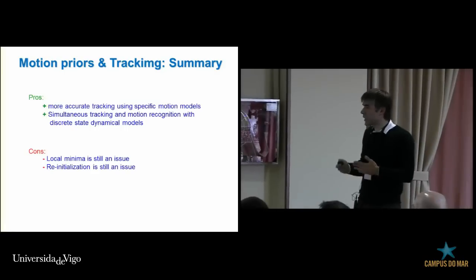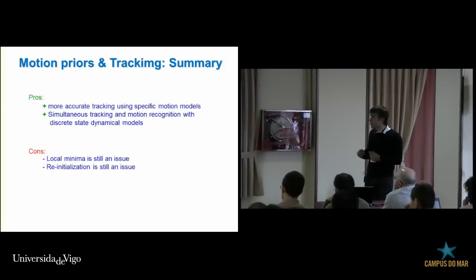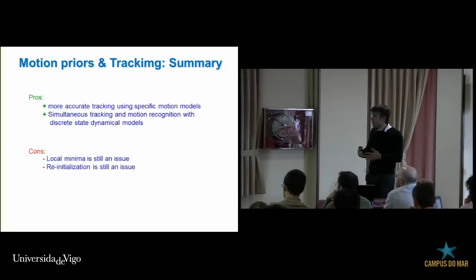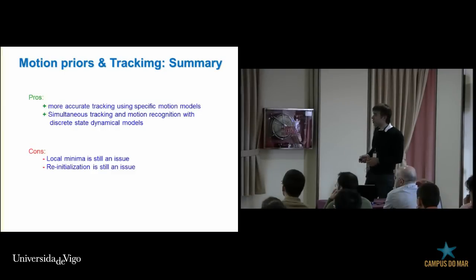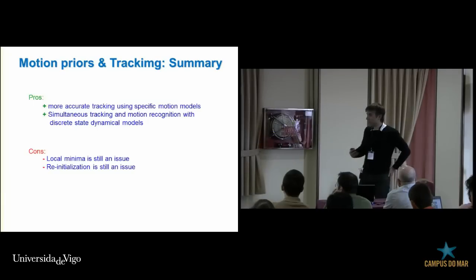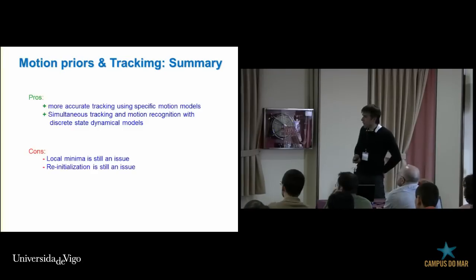So the advantage is that we can do more accurate tracking with specific motion models, and we can do simultaneous tracking and also model estimation or action recognition. So these are the good things. The bad things are still that, as in all tracking methods, tracking methods are prone to local minima. So if the tracker gets lost, it is lost. So we need some good reinitialization, which is still an issue.